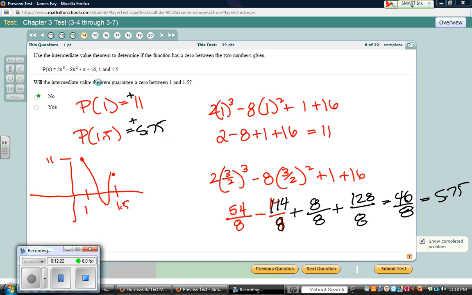So it does not guarantee a 0 here because the signs are both positive. My option would be no.